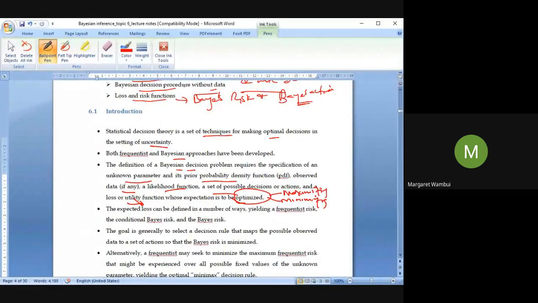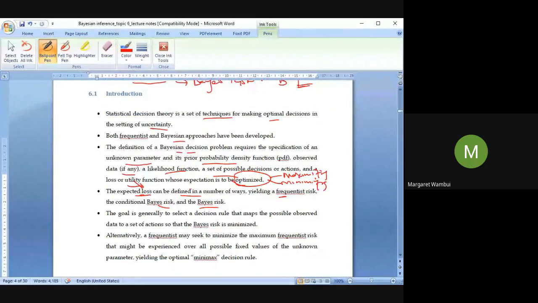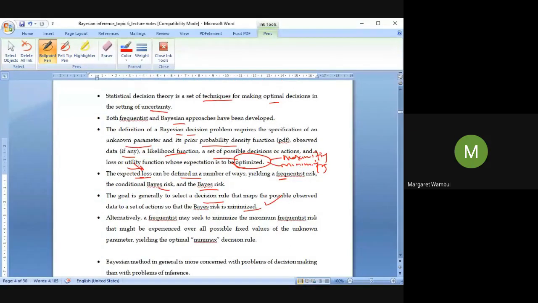So the expected loss can be defined in a number of ways, yielding a frequentist risk, the conditional Bayes risk, and the Bayes risk. These three are very useful when you want to work on what we call the expected loss in any decision-making scenario or situation. The goal is generally to select a decision rule that maps the possible observed data to a set of actions so that the Bayes risk is minimized. That is your objective, to minimize the Bayes risk.